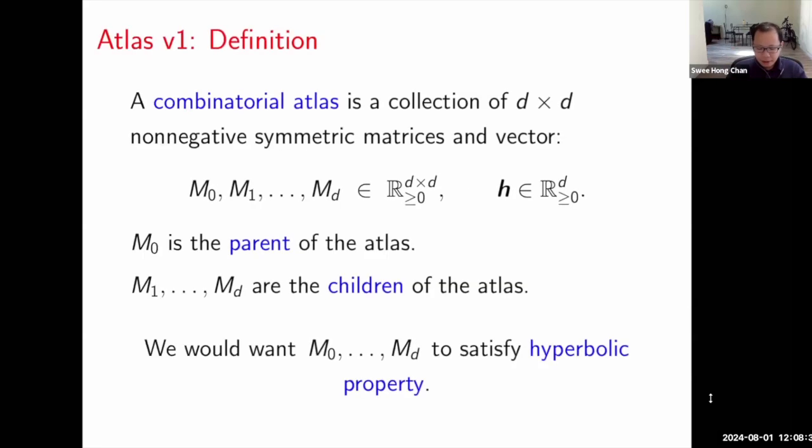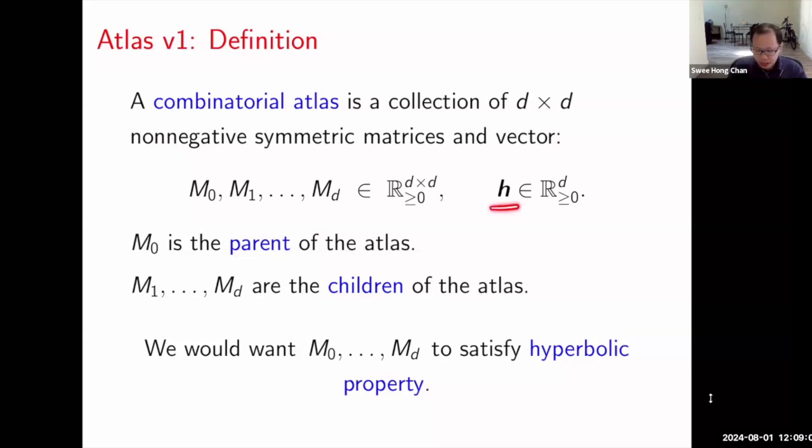But for today, our atlas will simply be a collection of D+1 matrices, labeled M0, M1 up to MD. The dimension of each matrix will be D times D. It will be non-negative, so in fact all of the entries will be counting something. It will be a symmetric matrix. So in particular, this means that the matrix is diagonalizable, and all of the eigenvalues are real numbers.